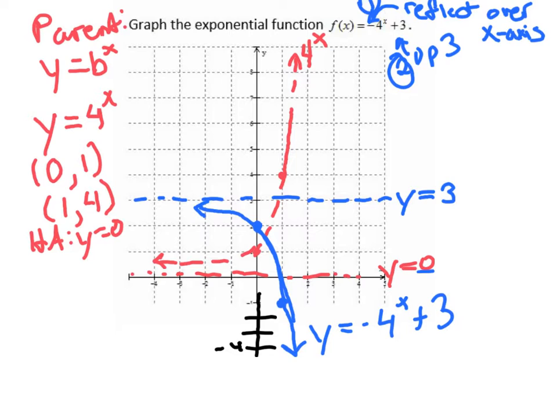If you're asked to specify domain and range on a problem like this, domain for any exponential function is always all real numbers. Well, unless you've got something crazy like 4 to the square root of x or something like that. But generally, the domain is all real numbers.